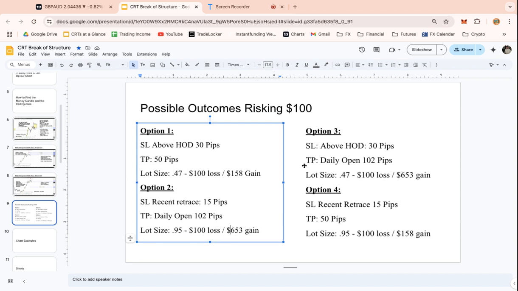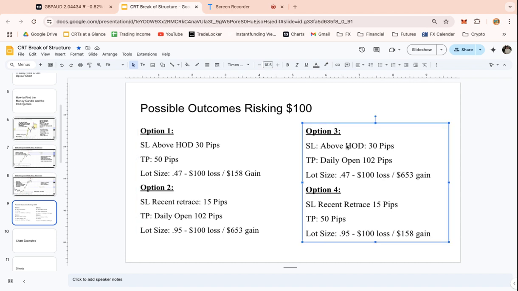All right. Option three, you put your stop loss above the high of day and then take profit at the daily open.